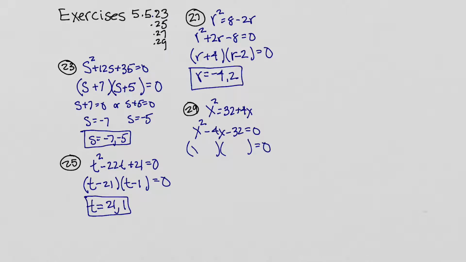Don't forget to set it equal to 0. How about x and x? Now, the factors of 32 that'll give us a 4. 32 and 1? No. 16 and 2? No. How about 8 and 4? I think that's going to work. 8 and 4, and I want a minus 8 and a plus 4, from which we'll get x as 8 and negative 4. Our two solutions to this quadratic equation.